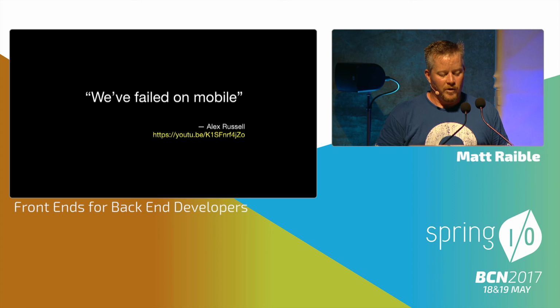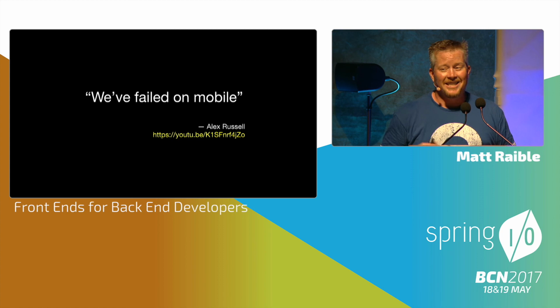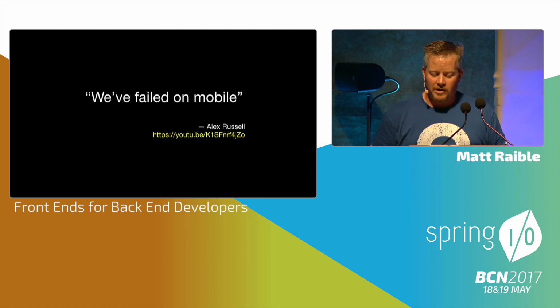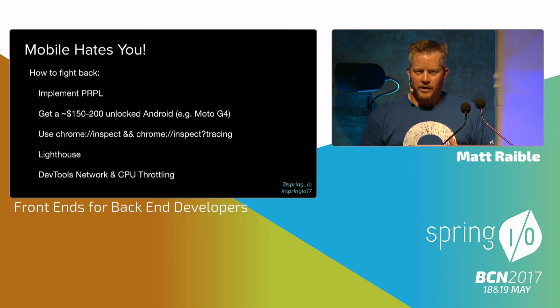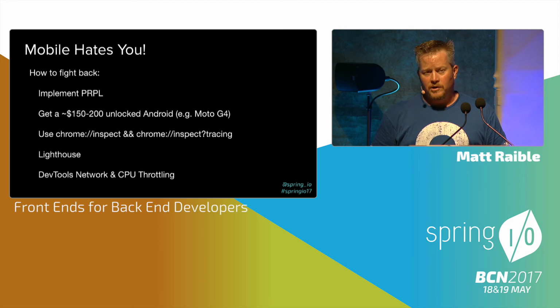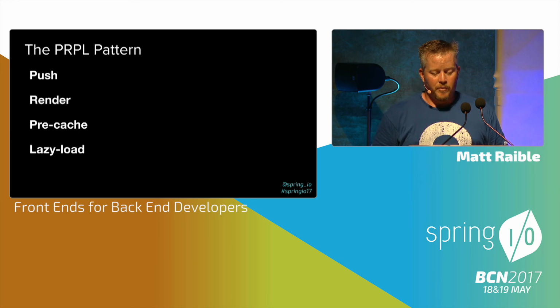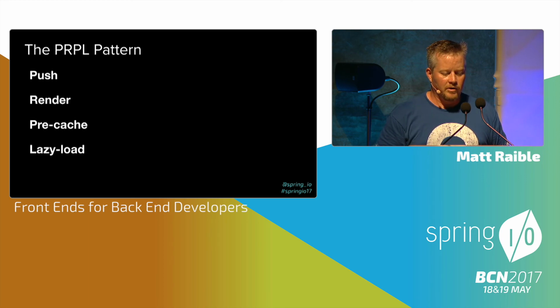DoubleClick did this report last year, and they found that 53% of visits are abandoned if a site takes more than 3 seconds to load, and 53% of sites took 19 seconds or longer. So be cognizant of that if you're developing a mobile application. Implement PURPLE, get an unlocked Android to test, use Lighthouse, which is a Chrome developer plugin that you can use to test your application to see if it's a progressive web app, and use network and CPU throttling. So the PURPLE pattern is: push those critical resources, render the initial route, pre-cache the remaining routes, and lazy load.